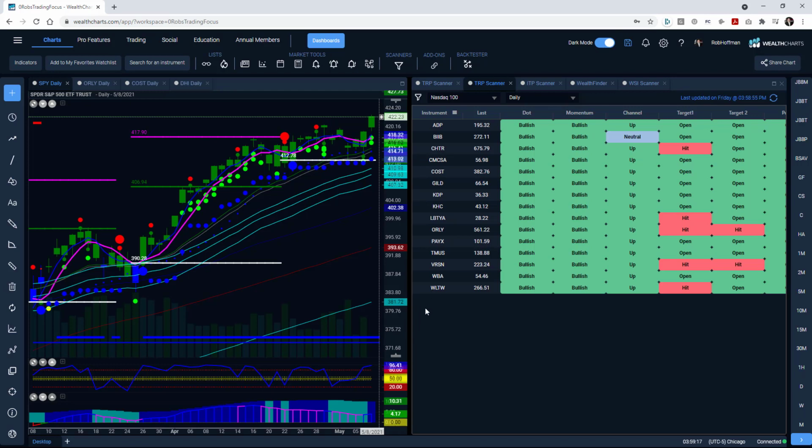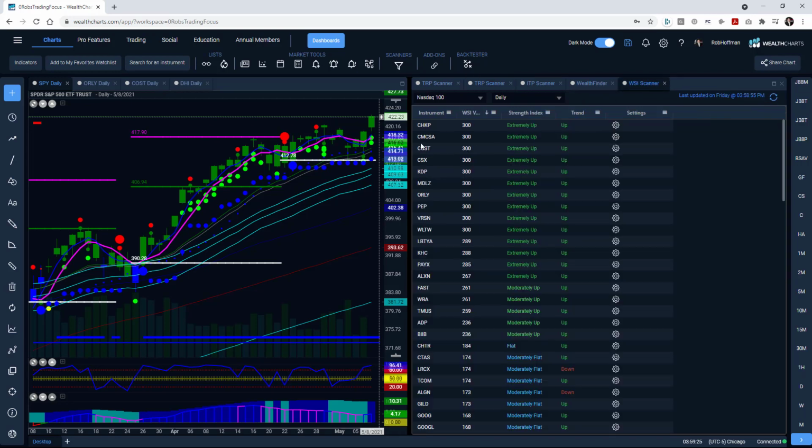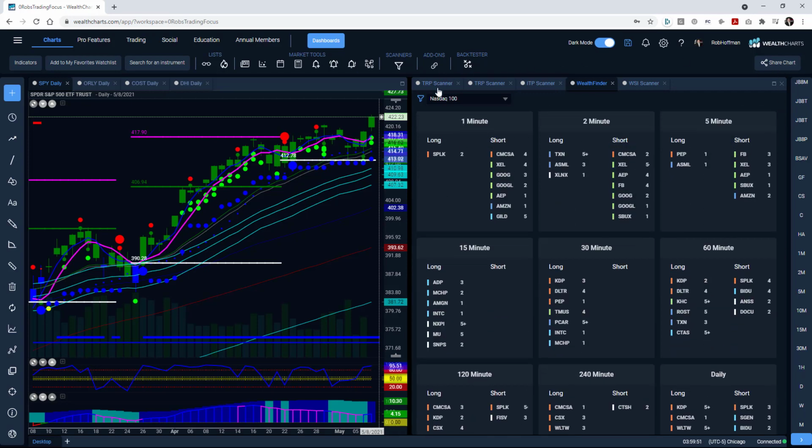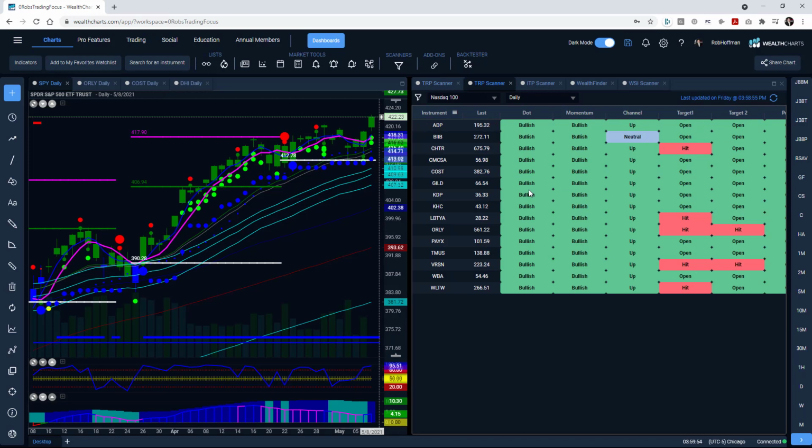You'll see WLTW. A lot of these are coming up on different tools like the TRP scanner and the WSI scanner. So you'll see CMCSA there, Costco, ORLY, WLTW. You're getting a lot of confirmation on some of these different tools on different timeframes. There's CMCSA as well, WLTW. ORLY has dropped down a little bit on the daily, but is still there in the bigger picture. It's on four plus timeframes, so it's still holding strong there. There are a lot of these great opportunities showing themselves over and over now.